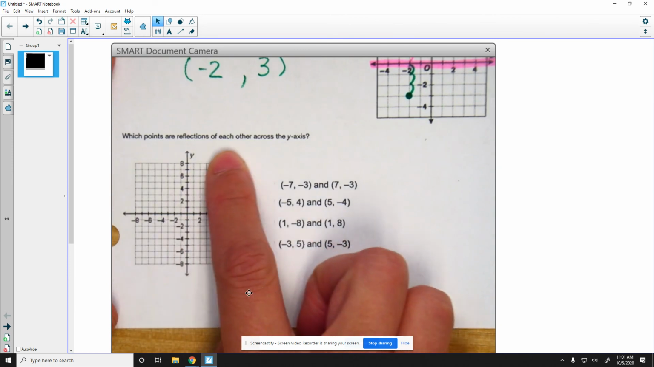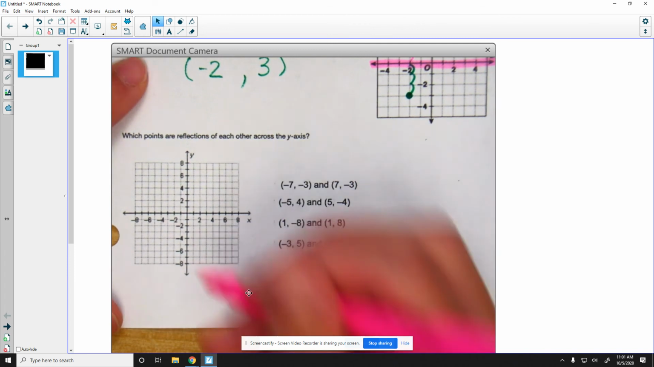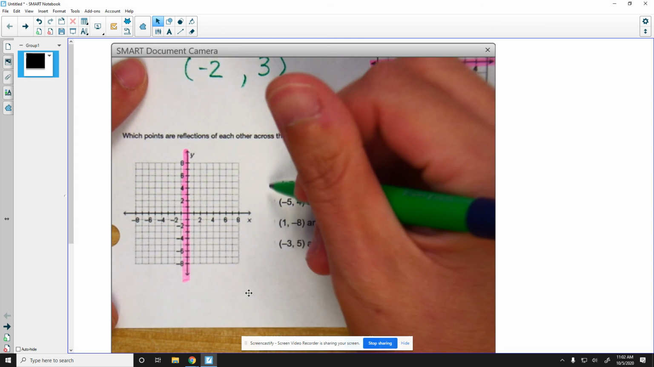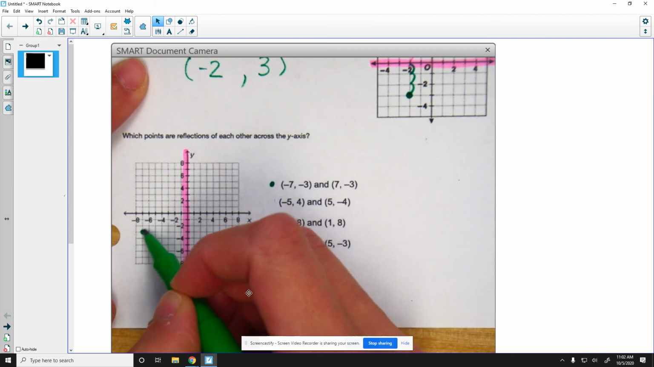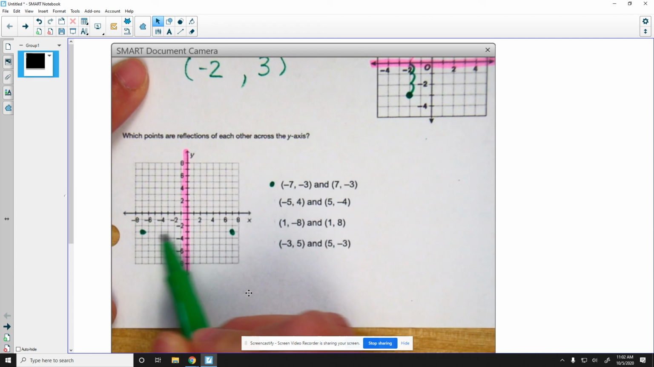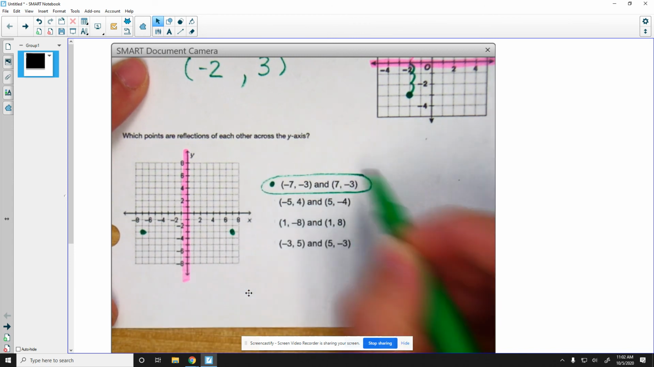Last one. Which points are reflections of each other across the y-axis? Okay, so here's the y-axis. I want to know which two are perfect flips of each other, like perfect mirror images. Well, I don't know unless I draw it. So let's do this one first. So I have -7, -3, and then +7, -3. Does this look like a flip of this? Yeah. Okay, so that one.